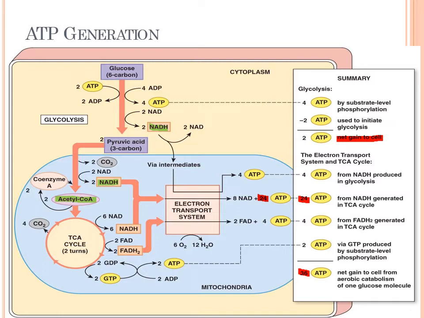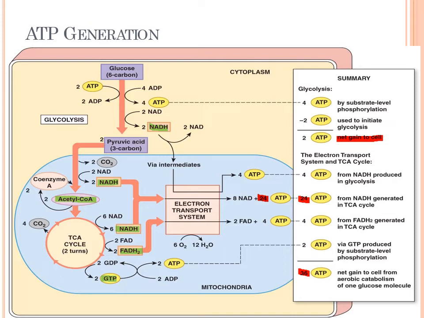Acetyl-CoA is then going to enter the citric acid cycle, where it's going to create 6 NADH, 2 FADH2, and 2 GTP. Because we had 2 molecules of pyruvate, we're going through 2 cycles of the citric acid cycle. So therefore, we're generating 6 NADH, 2 FADH2, and 2 GTP.